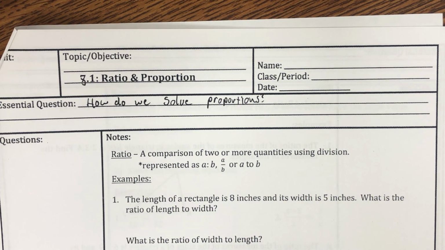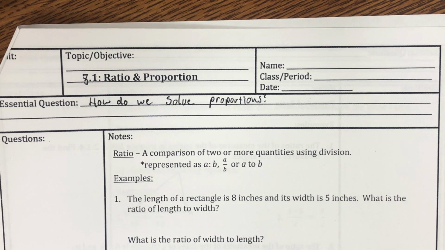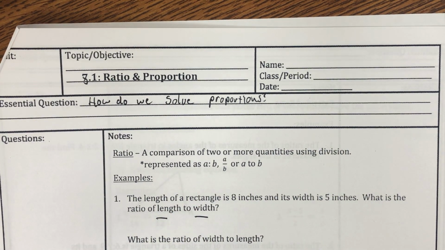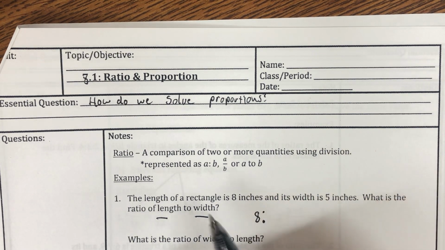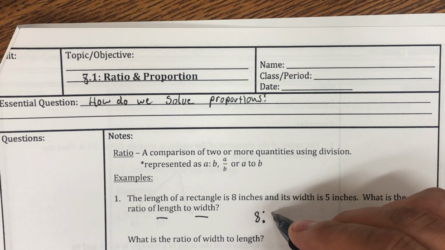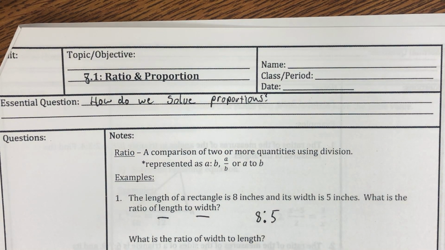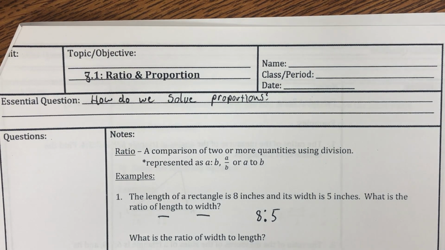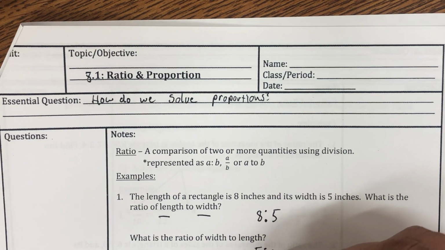So we're just going to set up a couple ratios first, and the first problem says the length of a rectangle is 8 inches and its width is 5 inches. What is the ratio of the length to the width? So we need to put the length first. Since our length was 8, we'd say it is 8 to the width of 5. And then for the second part, it just wants us to write it the other way and say what is the ratio of the width to the length. So I'd need to switch the order and say that that would be 5 to 8.